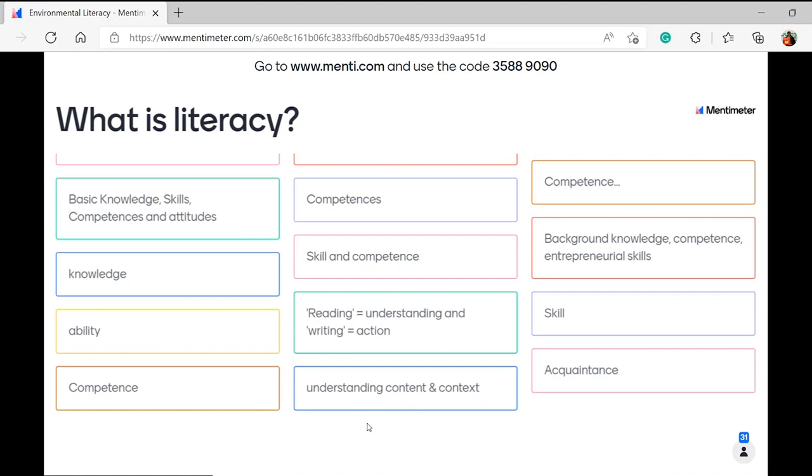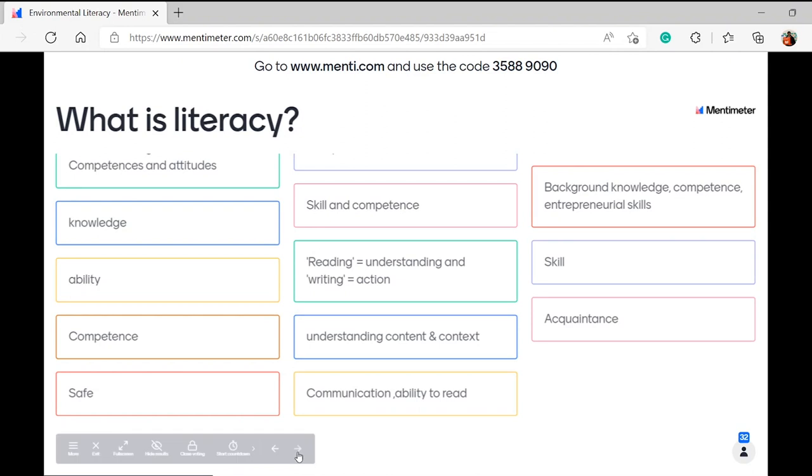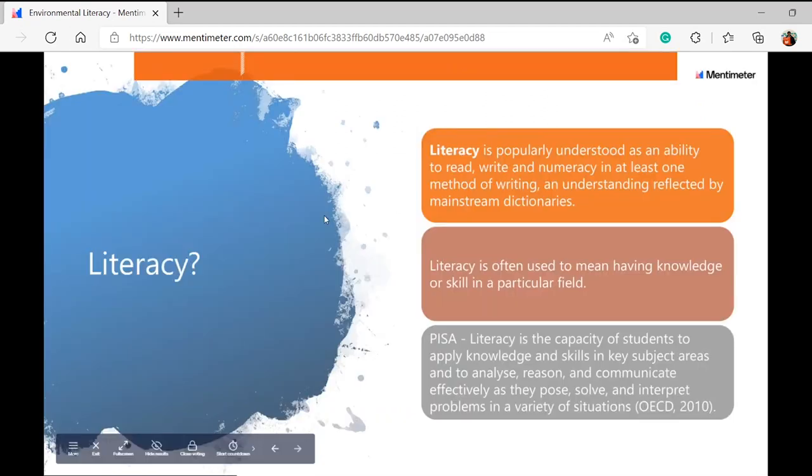Agree. Safe. Great. Safe, I didn't get it. What do you mean by safe? Wonderful. So there are many definitions of literacy.